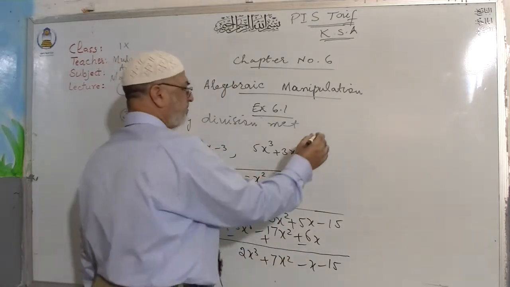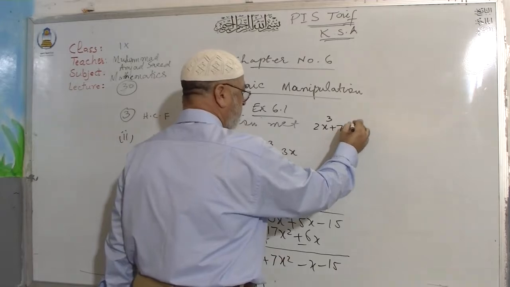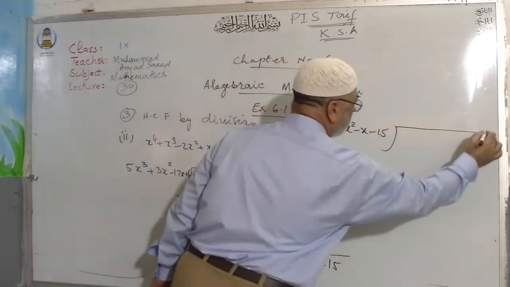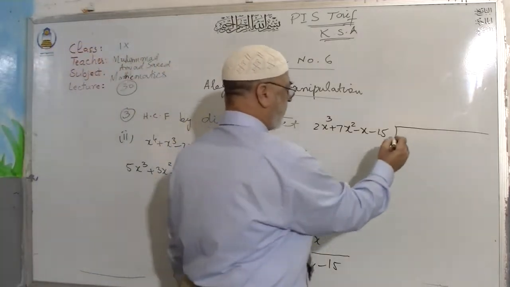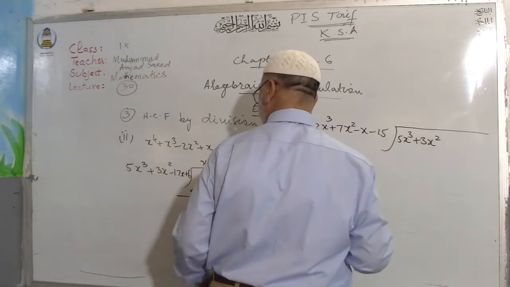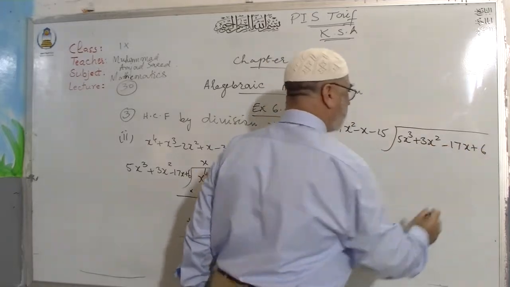Here is 2x^3 plus 7x^2 minus x minus 15. And the bigger expression will be written inside: 5x^3 plus 3x^2 minus 17x plus 6.